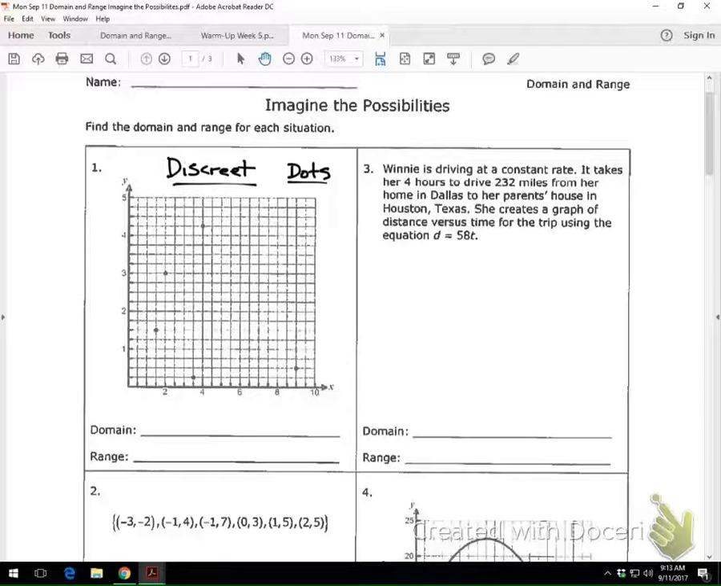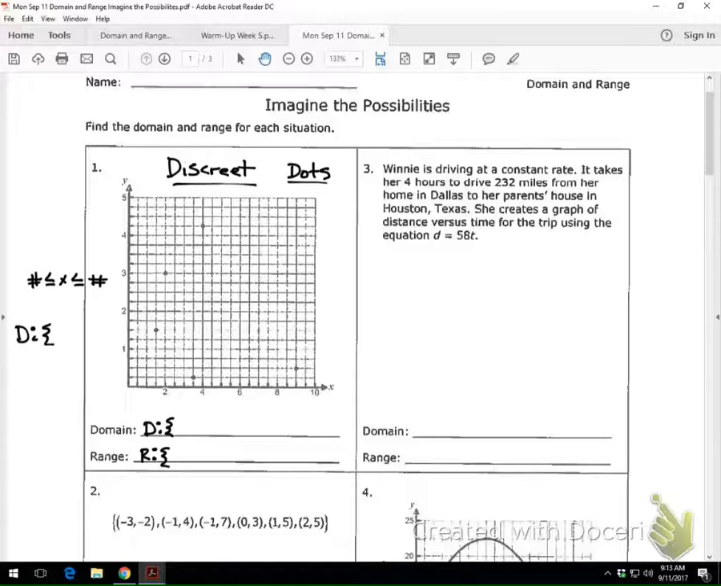Okay, so now, how am I going to write my domain and range for this? Am I going to write a number less than or equal to x less than or equal to a number? Or am I going to do domain, dot dot, bracket and list out my numbers? You're going to list out your numbers, right? Because it's dots on a graph. So let's go ahead and do this. D dot dot bracket, R dot dot bracket.